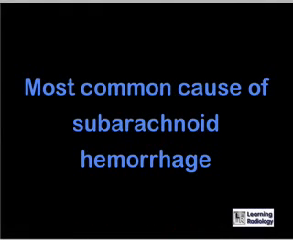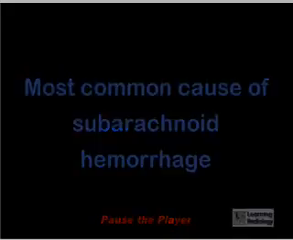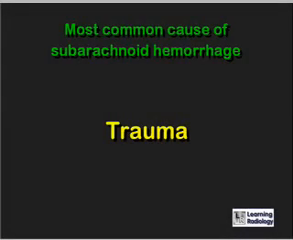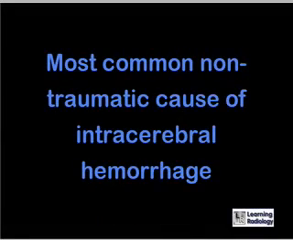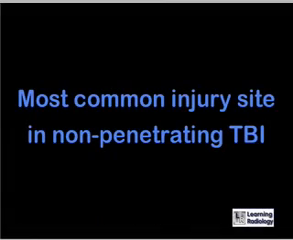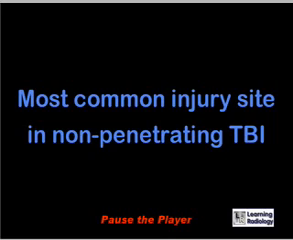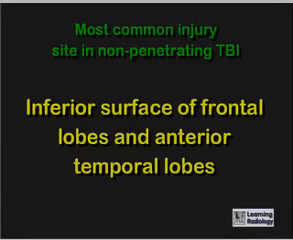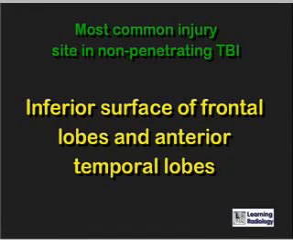What is the most common cause of subarachnoid hemorrhage? Trauma. What is the most common non-traumatic cause of intracerebral hemorrhage? Hypertension. What is the most common injury site in non-penetrating traumatic brain injury? The inferior surface of the frontal lobes and the anterior temporal lobes.